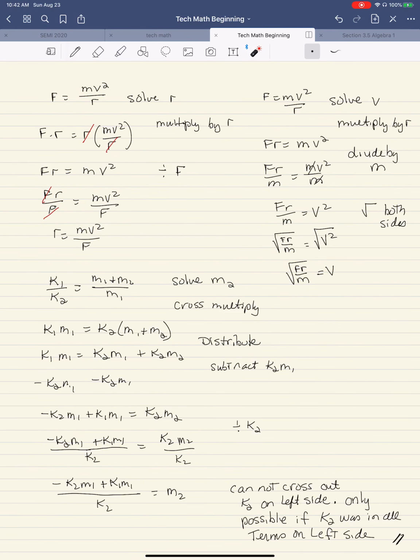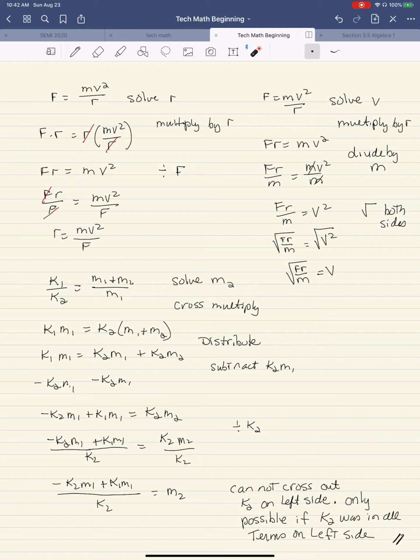F equals mv squared divided by r. Solve it for r. So now I have the variable in the denominator. Just like that 12 was, I still want to multiply both sides by r, because that will move it over here and I'll get rid of the fraction. So you multiply: f times r equals r parentheses mv squared over r. By multiplying by r, the r's cancel on the right. So you have fr equals mv squared.